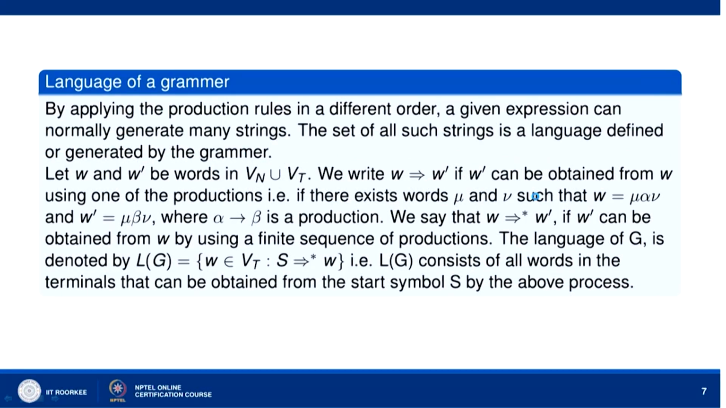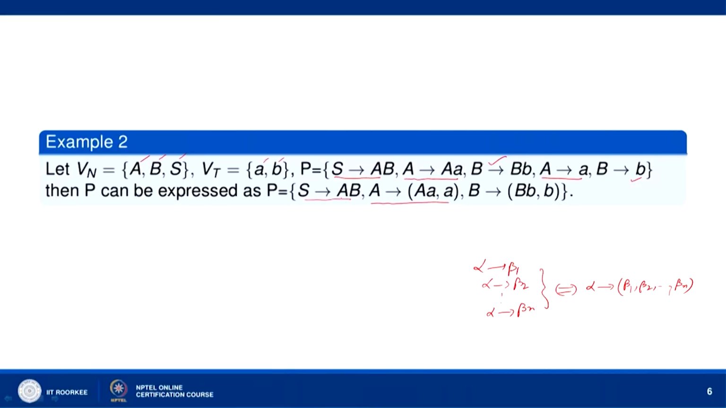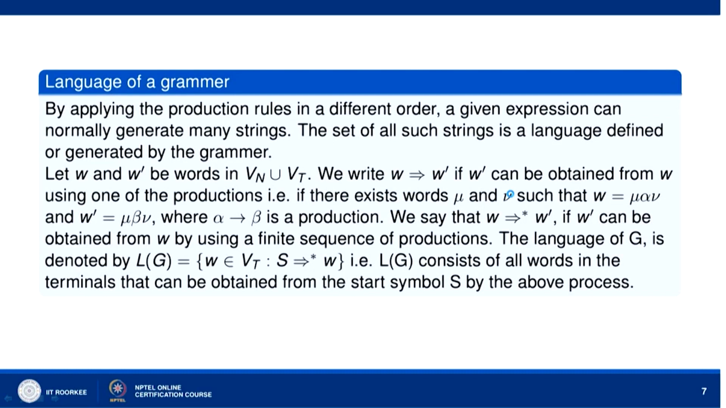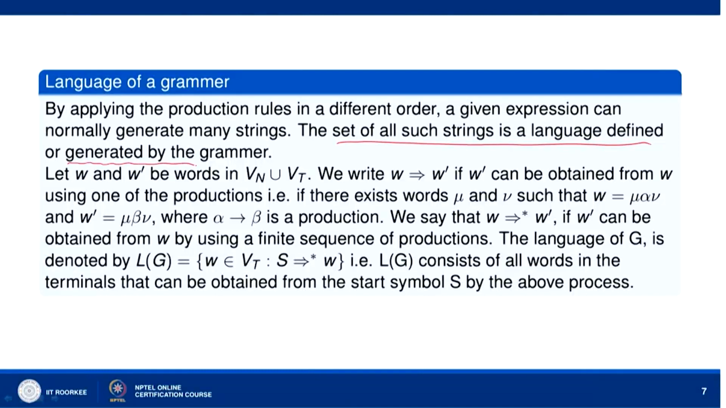Now, let us consider the language of a grammar by applying the production rules. The production rules are the elements of P. The elements here, S goes to AB, A goes to aA, comma A, B goes to bB, comma B, these are production rules. So, by applying these production rules in a different order, a given expression can normally generate many strings. The set of all such strings is a language defined or generated by the grammar.